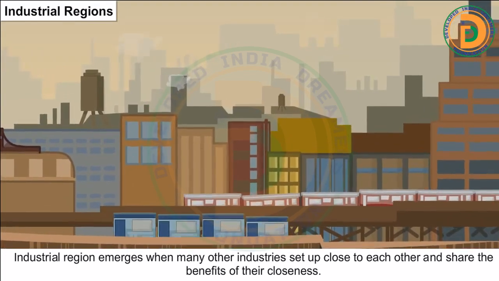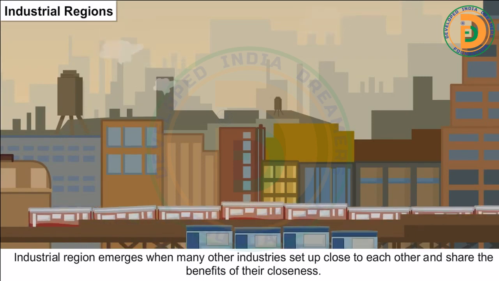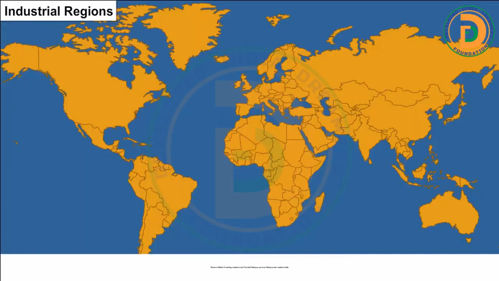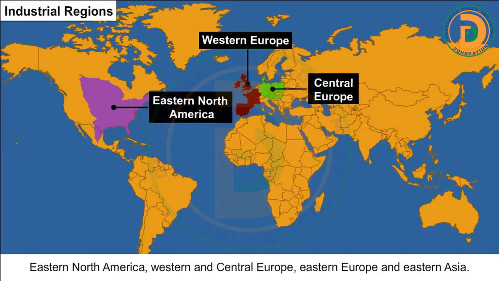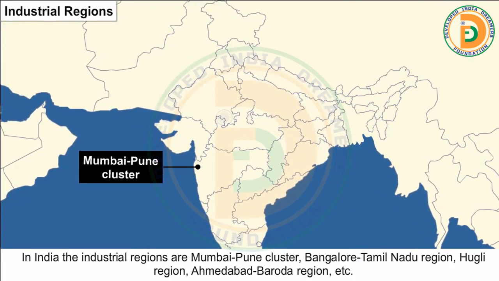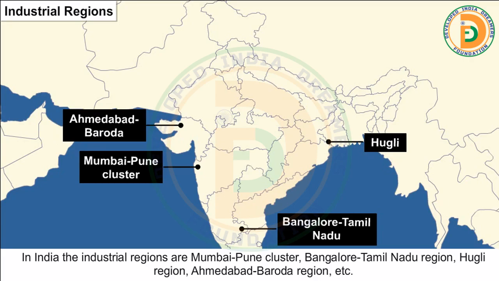Industrial regions. Industrial region emerges when many industries set up close to each other and share the benefits of their closeness. Major industrial regions prefer setting up in the temperate areas, near seaports and especially near coal fields. Example: Eastern North America, Western and Central Europe, Eastern Europe, and Eastern Asia. In India, the industrial regions are Mumbai-Pune cluster, Bangalore-Tamil Nadu region, Hubli region, Ahmedabad-Baroda region, etc.